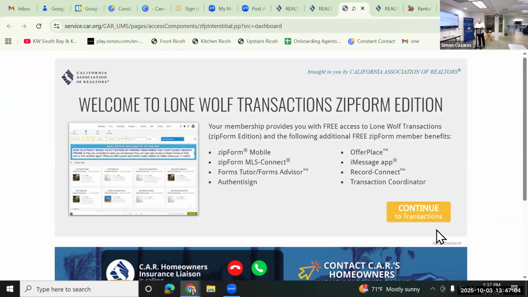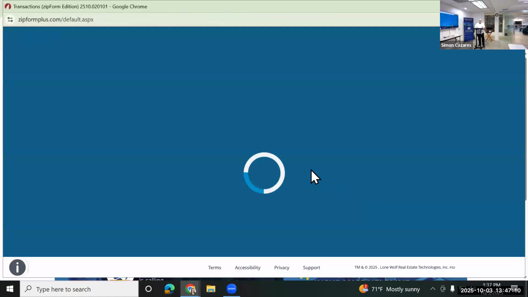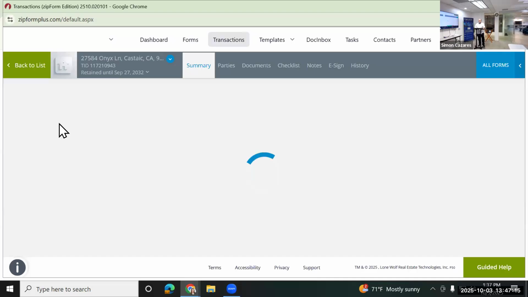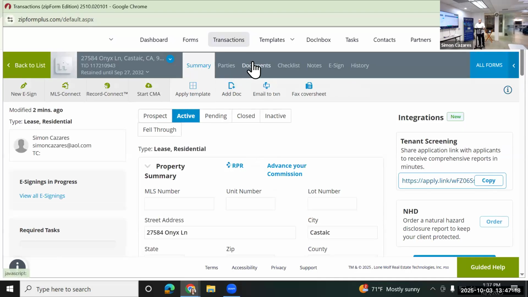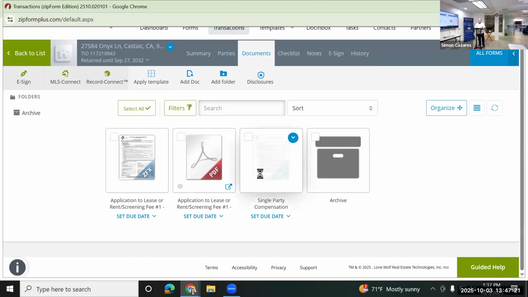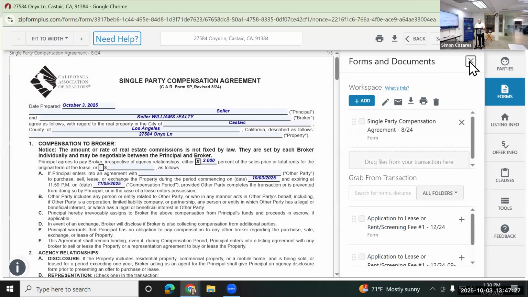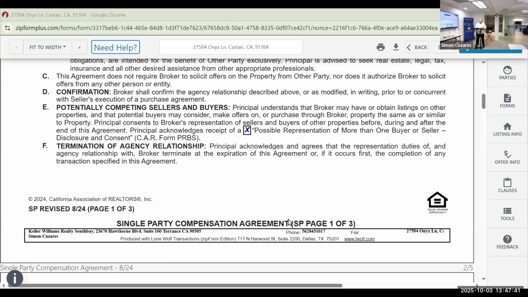So you submit the single party compensation with the ultimate goal that the seller is going to pay you compensation. You're asking the seller to pay you, right, if you can bring a qualified buyer. And once you do, and the seller accepts your offer, then at the successful closing of the transaction, you're entitled to compensation. Okay. All right, let's go down here next.